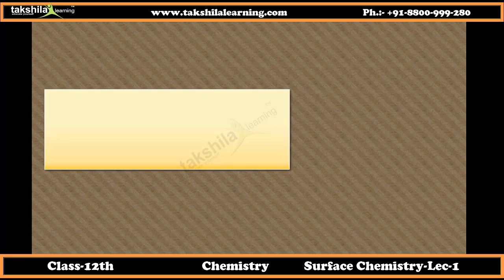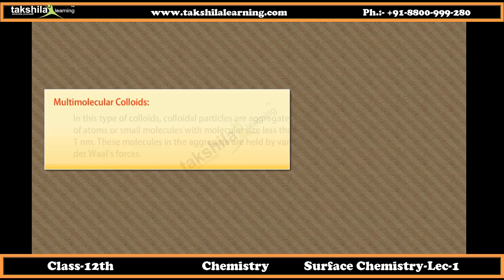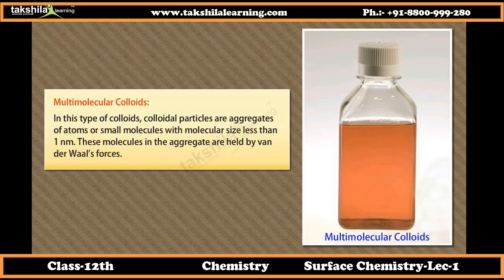Classification based on type of particles of dispersed phase. On the basis of nature of the particles of dispersed phase, colloids are divided into three categories. Multimolecular colloids: in this type of colloids, colloidal particles are aggregates of atoms or small molecules with molecular size less than 1 nanometer. These molecules in the aggregate are held by van der Waals forces. For example, a gold sol consists of particles of various sizes, which are clusters of several gold atoms.